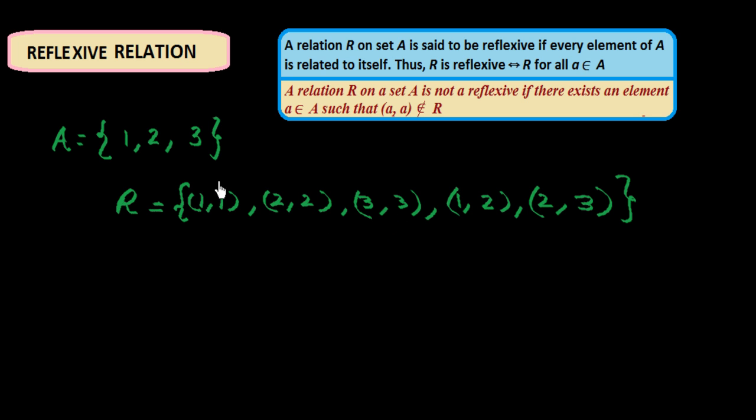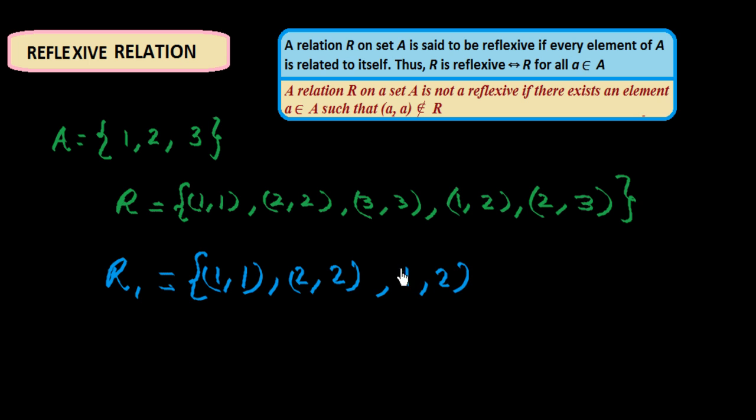These must be there. If 1, 2, 3 is the set and we have to find the reflexive relation, then a relation lacking them is not reflexive. I will explain how we recognize whether it is reflexive or not. If we have (1, 1), (2, 2) and (1, 2), it is not a reflexive relation.